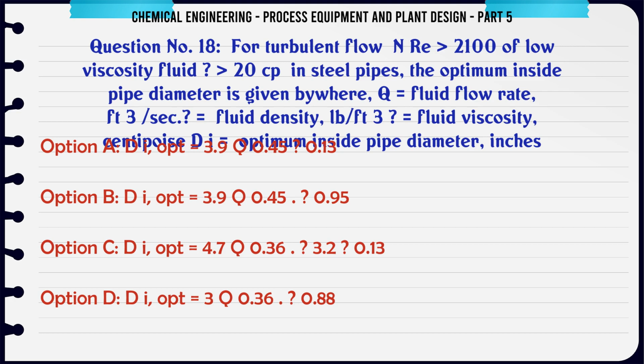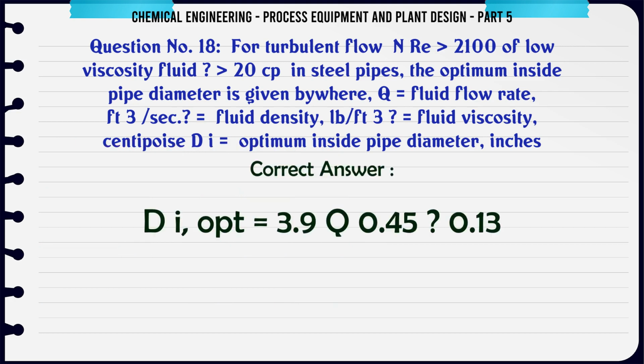A. di opt = 3.9 Q^0.45 rho^0.13. B. di opt = 3.9 Q^0.45 rho^0.95. C. di opt = 4.7 Q^0.36 mu^0.13. D. di opt = 3 Q^0.36 rho^0.88. The correct answer is D.